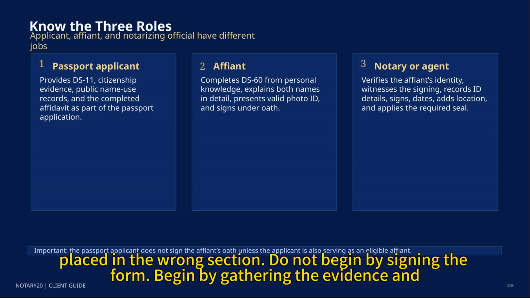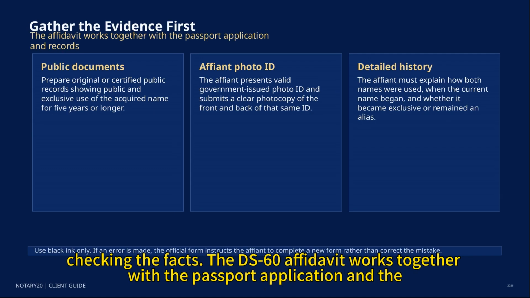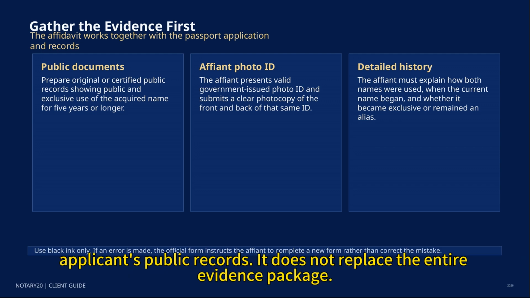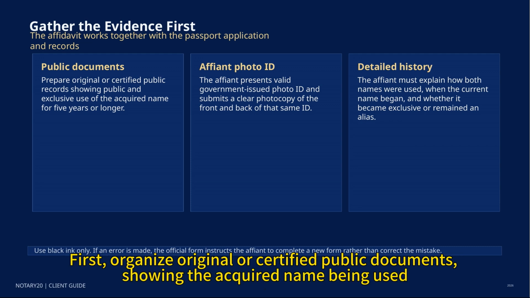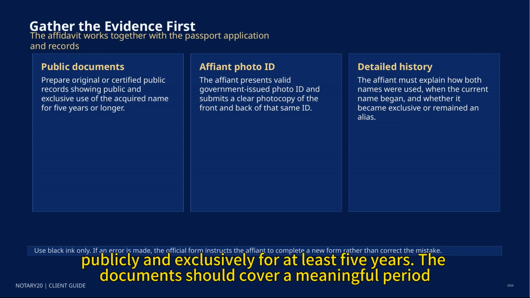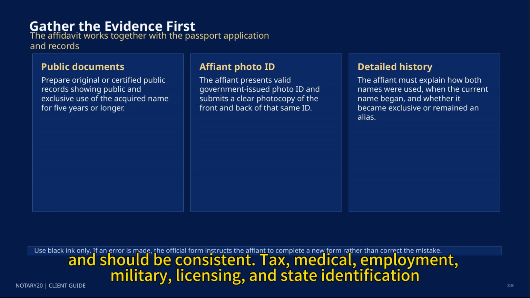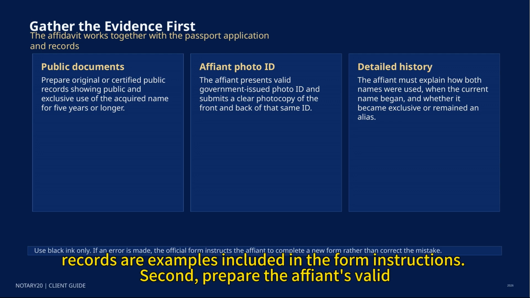Do not begin by signing the form. Begin by gathering the evidence and checking the facts. The DS-60 affidavit works together with the passport application and the applicant's public records. It does not replace the entire evidence package. First, organize original or certified public documents showing the acquired name being used publicly and exclusively for at least 5 years. The documents should cover a meaningful period and should be consistent. Tax, medical, employment, military, licensing, and state identification records are examples included in the form instructions.